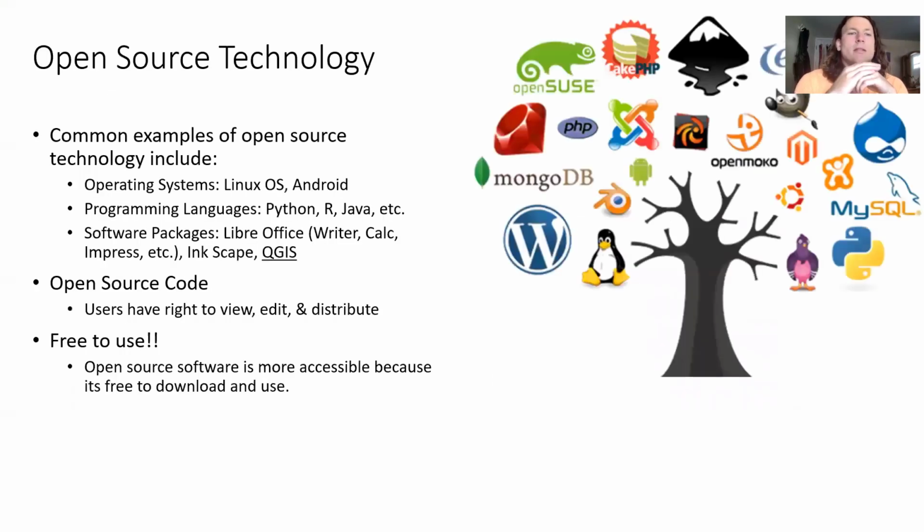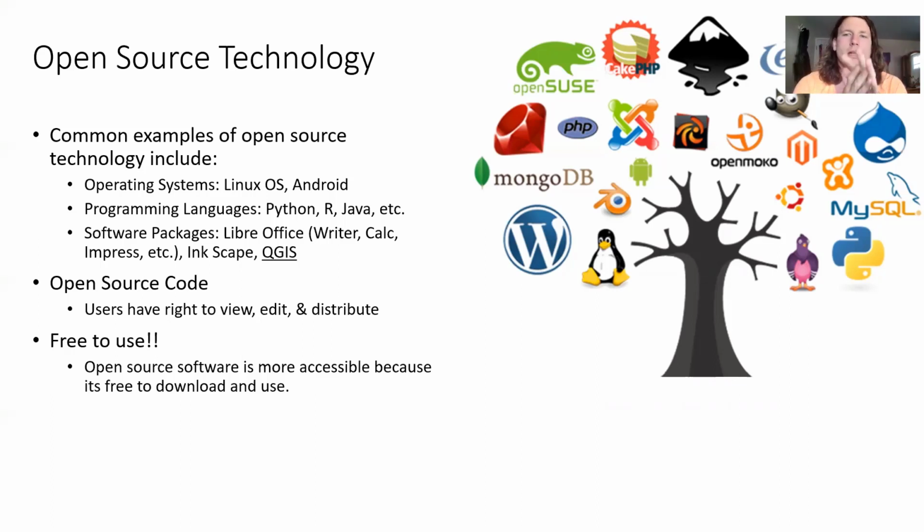A good alternative to that is open source technology. And so common examples of open source technology include operating systems like Linux or Android if you're working on a mobile phone. Most programming languages are open source, so Python, R, Java, the ones that I've talked about. And then various software packages. So for instance, LibreOffice, which is the Linux equivalent of Microsoft Word.